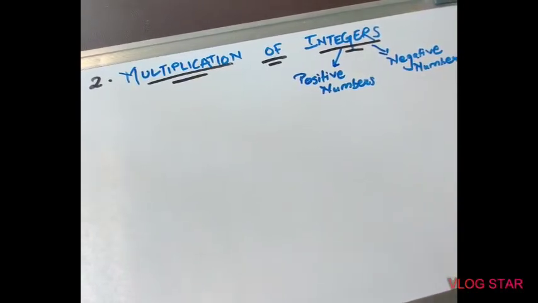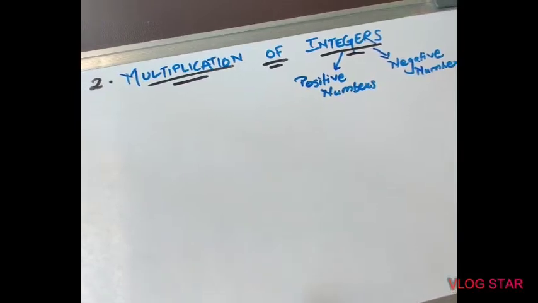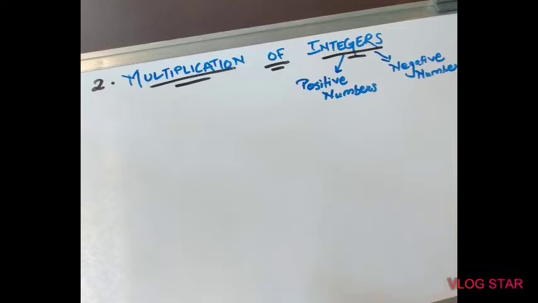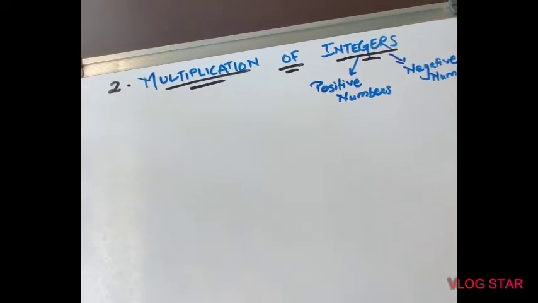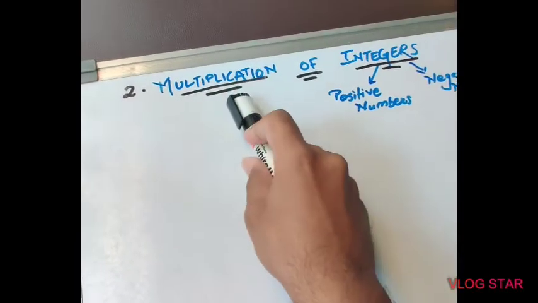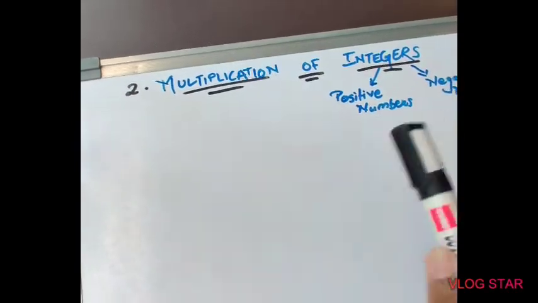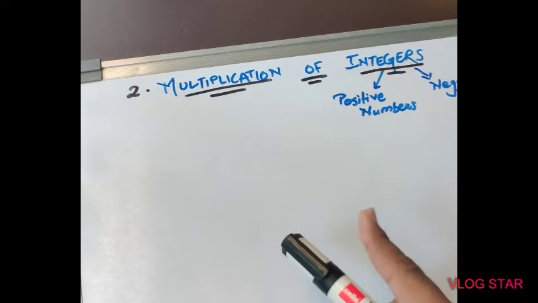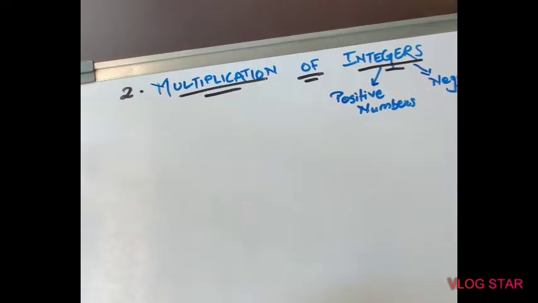Good morning, students. Today we are going to start with the second chapter, that is multiplication of integers. So let's begin with the basics. The first basic part that you need to know is multiplication, and for multiplication the first thing that you need to do is revise your tables. Tables are very much necessary for you to learn this chapter.